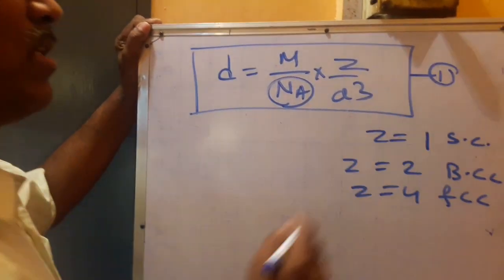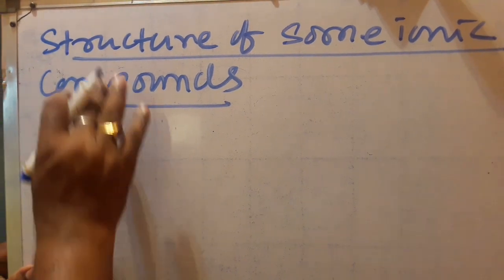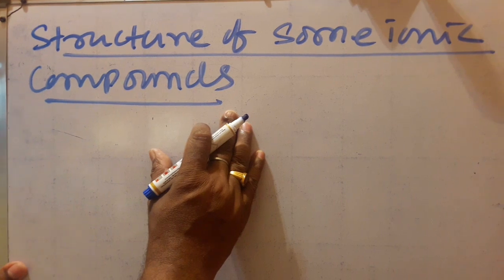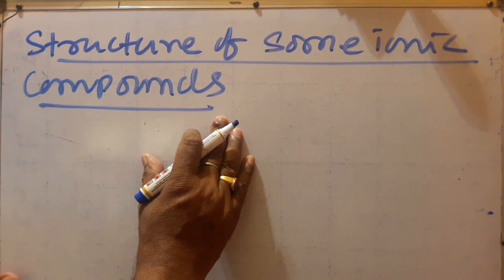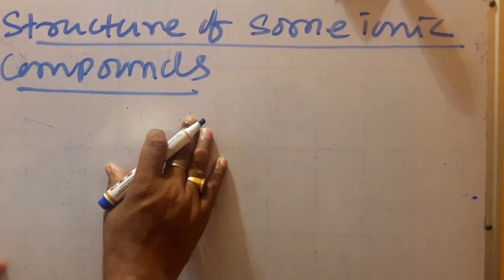Then we'll discuss some of the crystal structures. Then we'll discuss structure of some ionic compounds. Although the structures are not included in the CBSE syllabus, there are some numericals based on the structure also. Therefore we have to deal with these things.